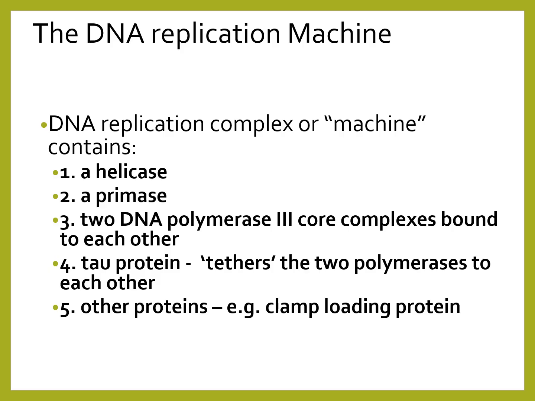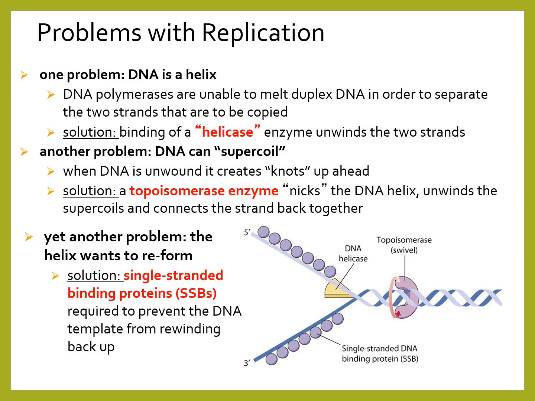It contains a helicase to unwind the two DNA template strands, a primase, which is going to create a small RNA primer for the DNA polymerase complex to bind onto, two DNA III polymerase complexes, which are going to be bound to each other by the tau protein, and then all those other proteins, which collectively I refer to as the clamp loading protein. There are some problems with replication that we need to overcome.